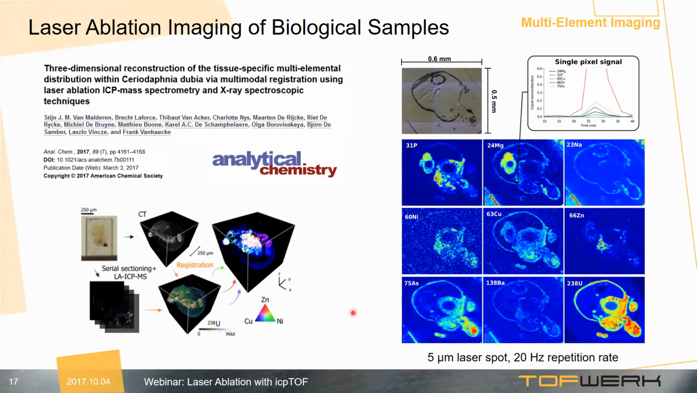And what they did next, because they already had information from CT, they could realign all these sections and then produce a 3D image of this water flea that shows the distribution of certain trace elements. So in this case, copper, zinc, and nickel.